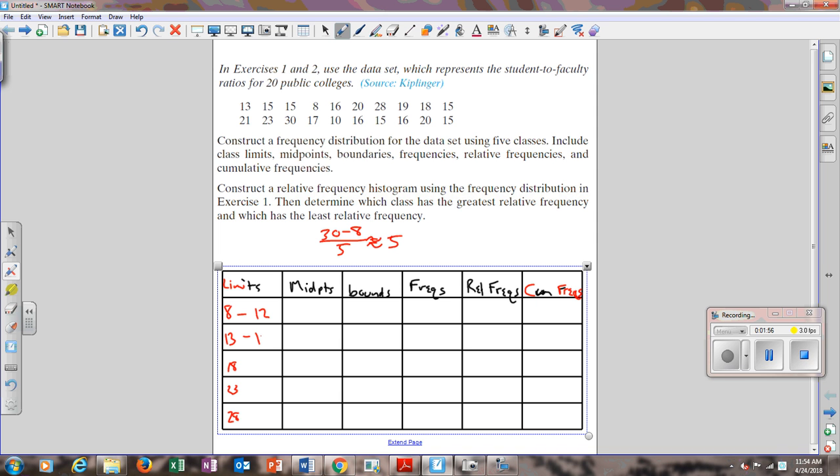That would be 12, 17, 22, 27, and then 32. Now to find the midpoints, we take this number plus this number, divide by 2. So 12 plus 8 divided by 2 gives you 10. Then we can do the same thing here. 17 plus 13 divided by 2 is going to give us 15. But the other thing you could do is as long as you have the lowest midpoint, you just add 5 to each of them. 20, 25, and 30.